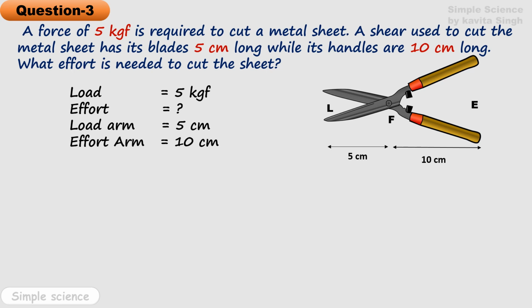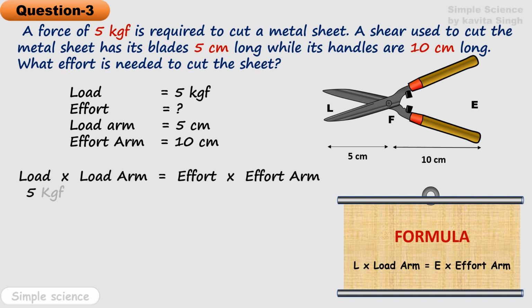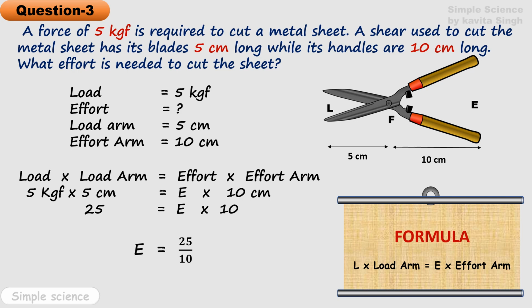So which formula? I gave you three formulas in the beginning. So the formula used is the principle of moments or principle of lever. Load into load arm is equal to effort into effort arm. So using this formula and substituting the values of load 5 kgf, load arm 5 cm, effort we have to calculate, and effort arm 10 cm, you will get effort is equal to 25 upon 10, which is 2.5 kgf.